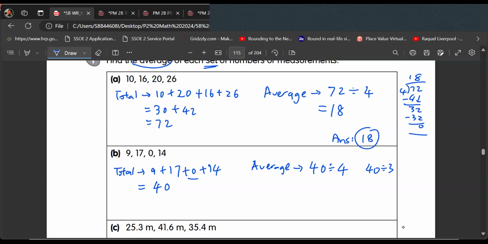Why 4? Why is it not 3? Hong Wei, why is 0 counted? Because it's also a number. Yes, Akhilesh, that's what you want to say. Okay, that's cool. So I should be dividing by 4, not dividing by 3.